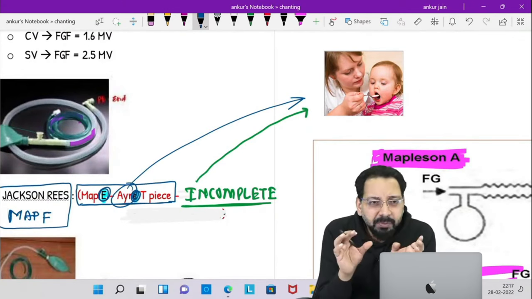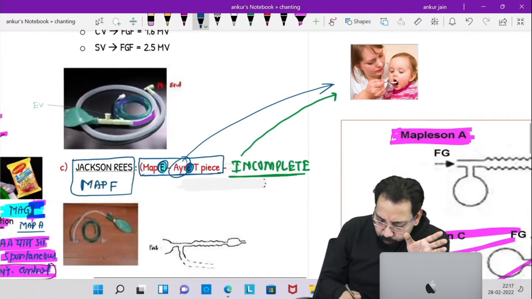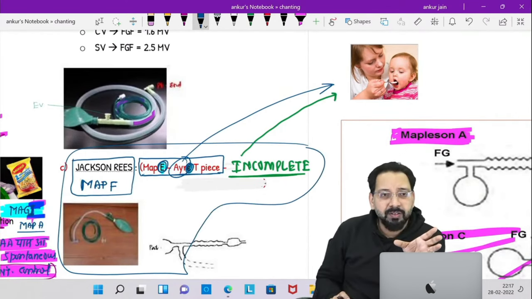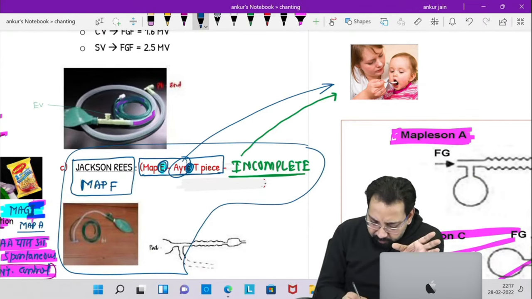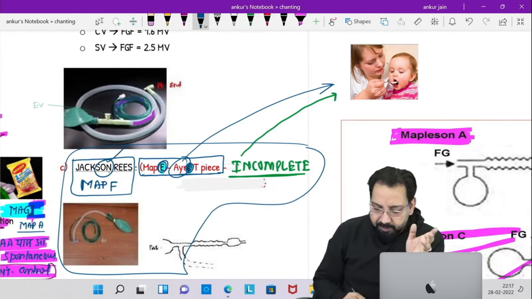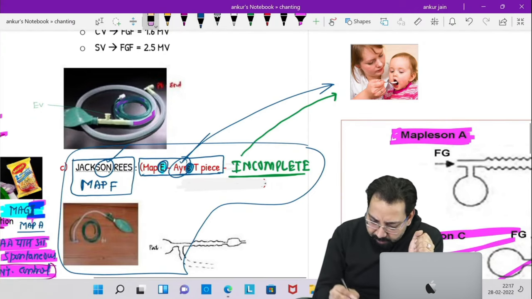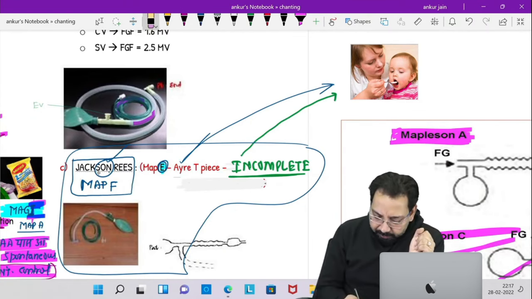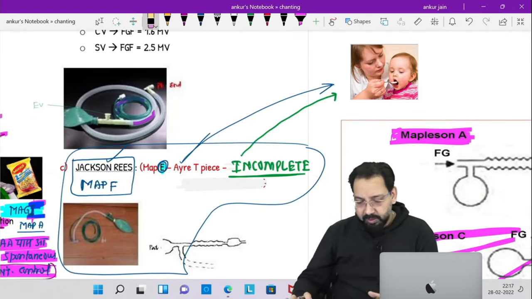This AYA means these two are used for children. Okay, sun, you can easily remember AYA for sun. Yes, IRA E, Mefelson E, and Jackson F, Mefelson F.